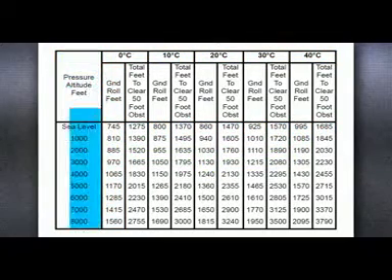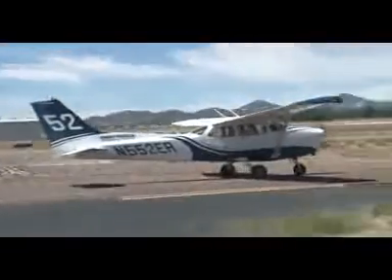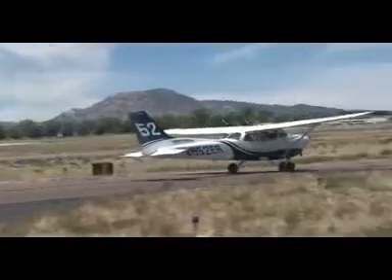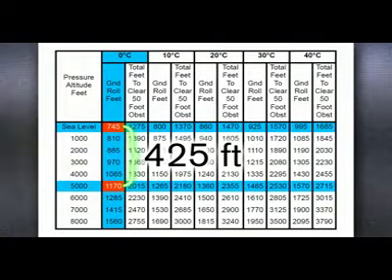Now let's look at altitude changes. A sea level pressure altitude and a 0 degree temperature results in a takeoff distance of 745 feet. At a pressure altitude of 5,000, like you would find at ERAU's Prescott, Arizona campus, the takeoff roll is 1,170 feet. That results in a difference of 425 feet.